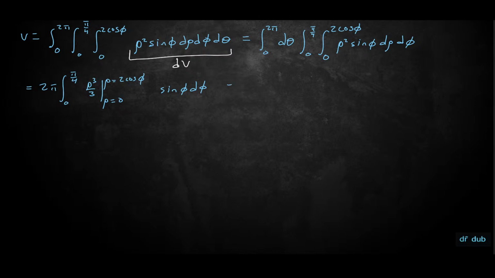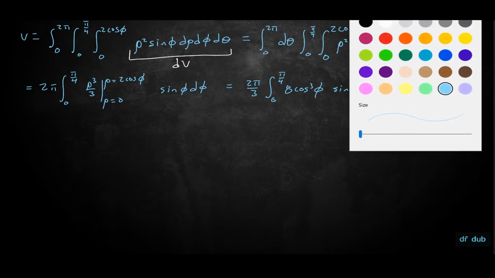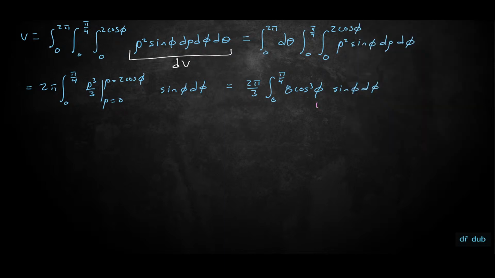And I can take that 1/3 out. I can say this is 2 pi over 3 integral 0 to pi over 4 8 cosine cubed, if I plug that in for rho. So 8 cosine cubed phi sine phi d phi. And I'll need to do a u sub for this. u equals cosine phi, du equals negative sine phi d phi.